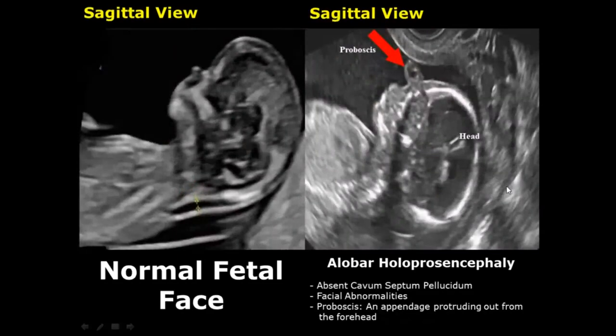This form is also associated with facial abnormalities. One of them is proboscis. In this, an appendage protrudes out from the forehead. This is a sagittal image showing a proboscis, an appendage protruding out, which we can notice in this view.